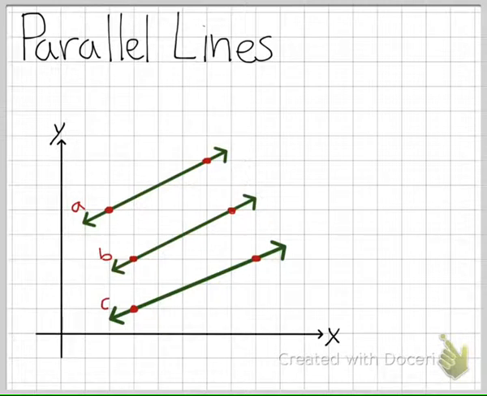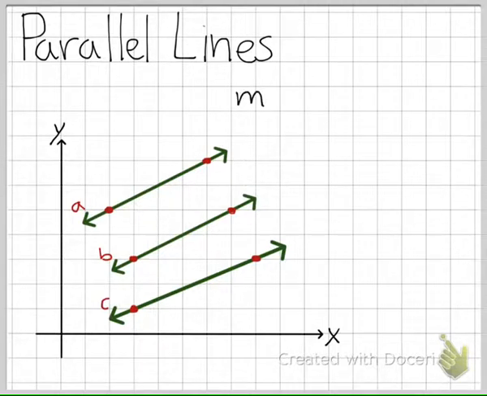Now, if they're not going to intersect, by using slope, we know that they have to have the same slope. So we have three lines here, A, B, and C. If we take a look at the slope for each of those lines, we can then determine if the lines are in fact parallel and if they will or will not ever intersect. So let's first take a look at line A.